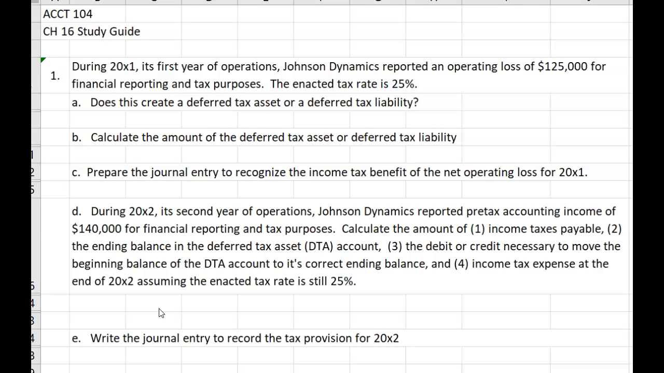Let's start with the net operating loss problem. In 20X1, its first year of operations, Johnson Dynamics reported a net operating loss of $125,000 for both financial reporting and income tax purposes. The enacted tax rate is 25%.